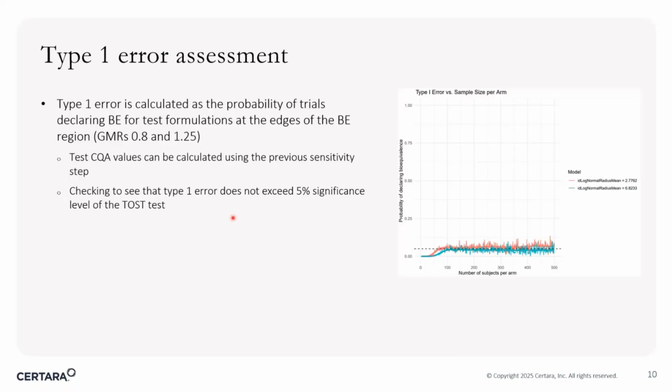Type 1 error is essentially a false positive rate. It's the probability that you are incorrectly determining that an inequivalent product is equivalent. And we calculate this at the edges of the BE region, so again, at GMRs 0.8 and 1.25. We just find those CQA values using the regression step that we showed on the last slide. For type 1 error calculation, it's a similar script to the power assessment, and it's just looking at the probability of declaring bioequivalence. What we were looking for here was just to see that type 1 error was not significantly exceeding the 5% significance level of the TOST test. So, just checking that type 1 error was being appropriately controlled through this VBE assessment.